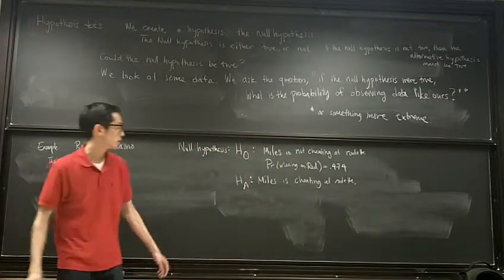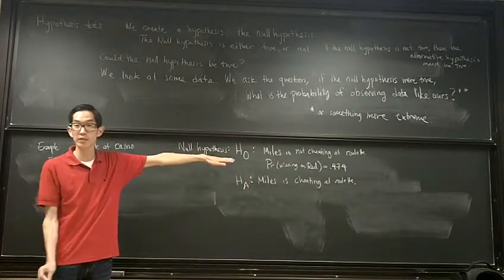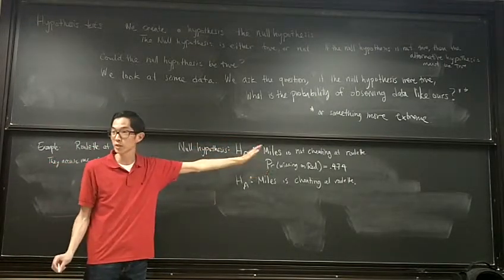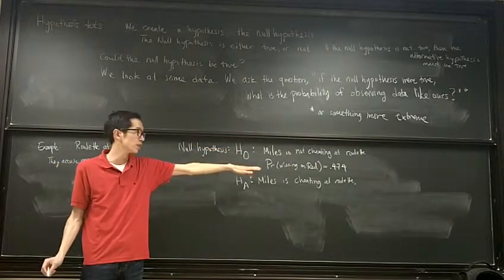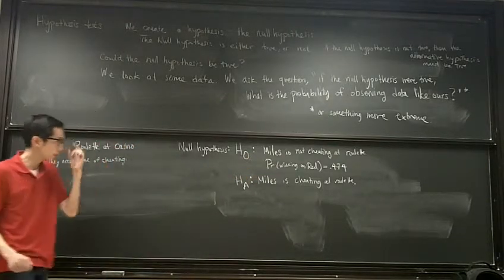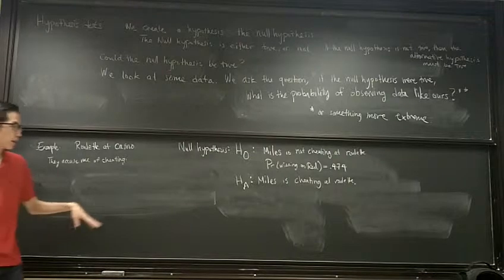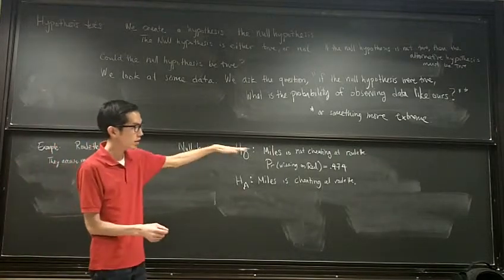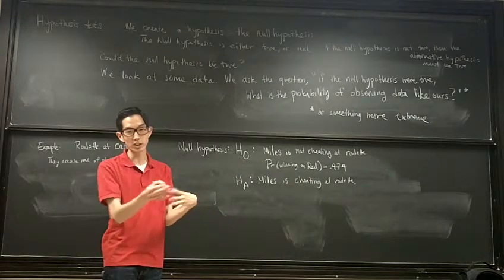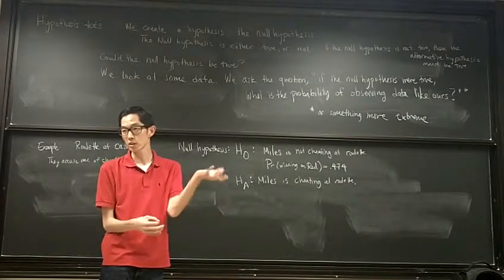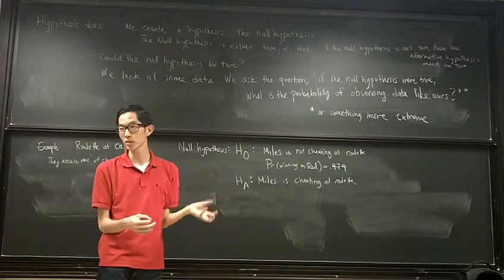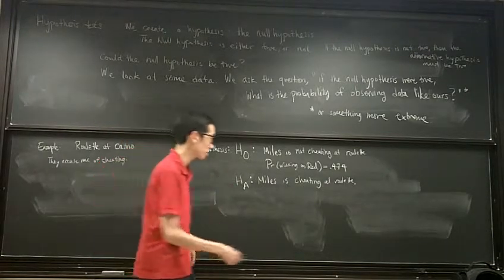So if the null hypothesis is true, then this must be true. If I'm not cheating, then my probability of winning on red would be 0.474. And the implication is that any of my data, any of my winnings, whether I win or lose, is just a result of pure random chance. My wins and losses are a result of pure random chance.